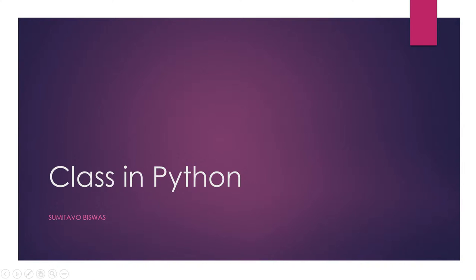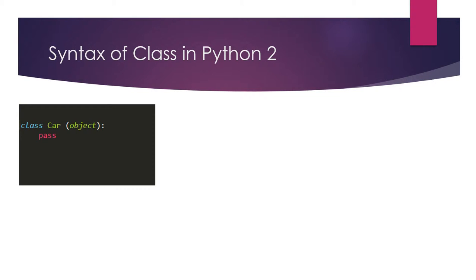In this lecture, we are going to discuss classes in Python. So Python, being an object-oriented language, does support the concept of objects, classes, and the pillars of object-oriented programming like abstraction, encapsulation, polymorphism, all that we learned in our previous lectures. Now let's see how a class is defined in Python.